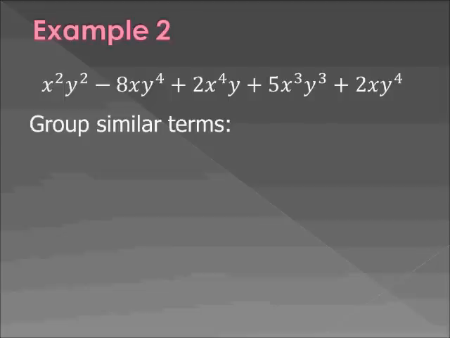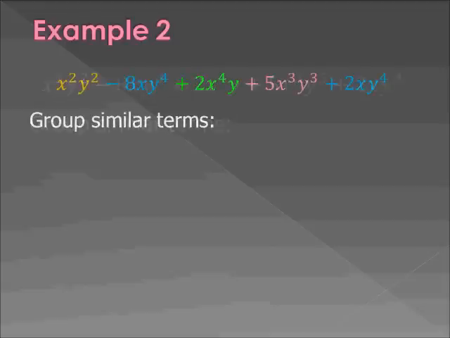Example 2. We have x squared y squared minus 8xy to the fourth plus 2x to the fourth y plus 5x cubed y cubed plus 2xy to the fourth. And again, you're going to want to group similar terms. Now you can do this on your own, and I'll give you a moment to do that. If you want to pause and try it, go ahead. I'll be here when you get back.